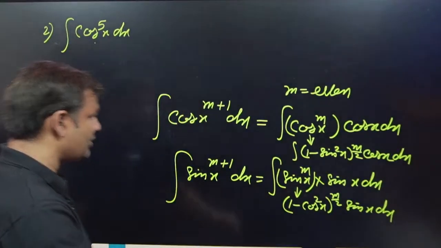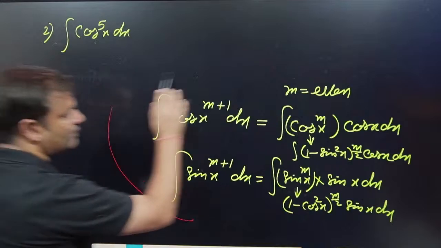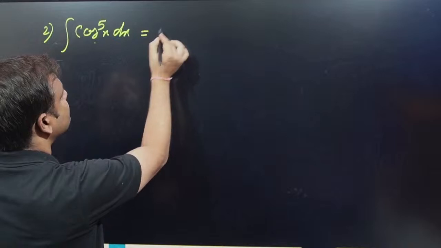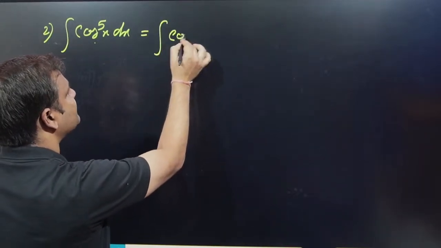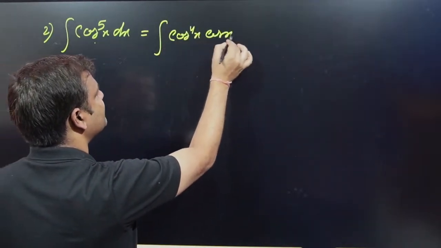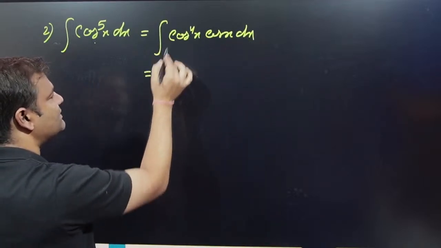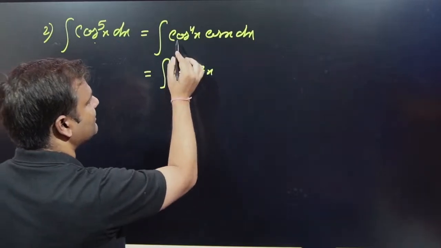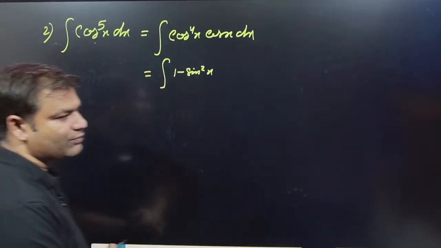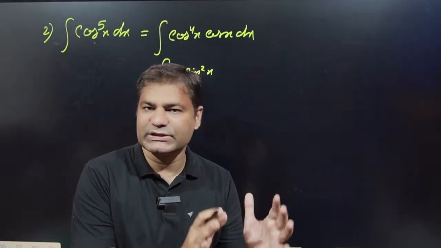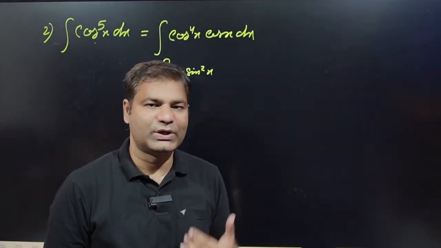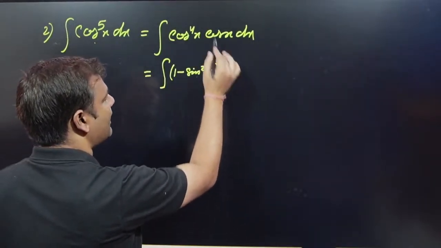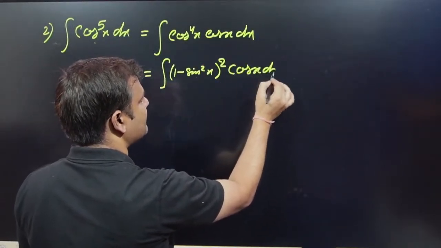Okay, so how can I apply here? Very simple. Is it clear or not? Look here, cos to power 5, so this one is cos to power 4 x into cos x dx. Simply this one is made 1 minus sin square x, because cos to power 4 is basically cos square into cos square, so you can say that cos square is replaced by 1 minus sin square x, into cos x dx.